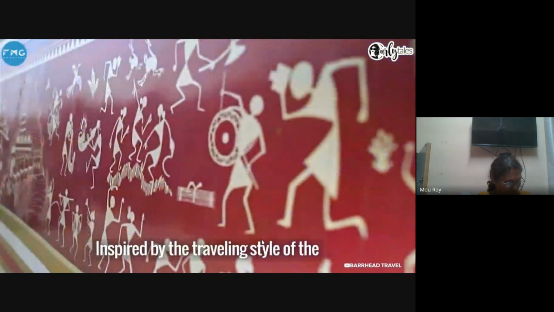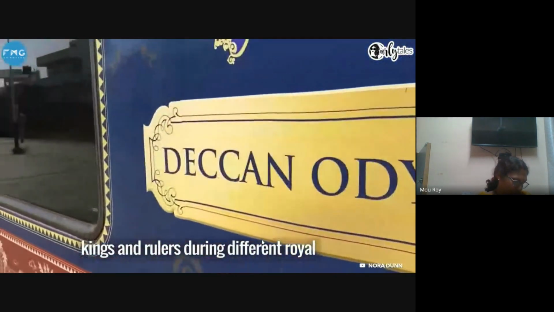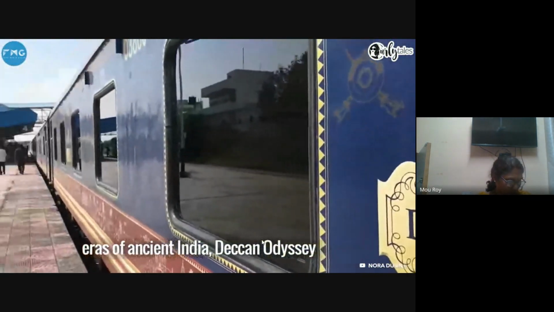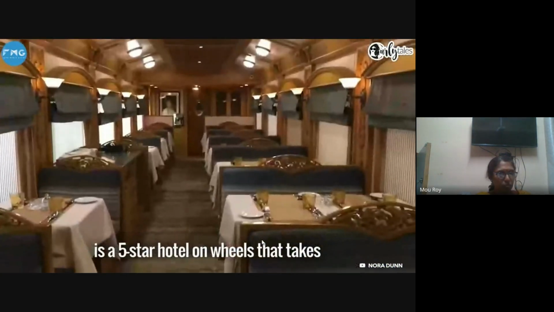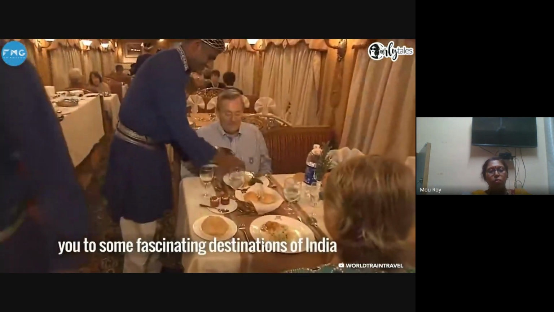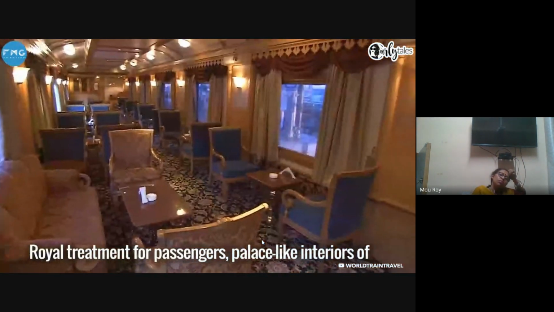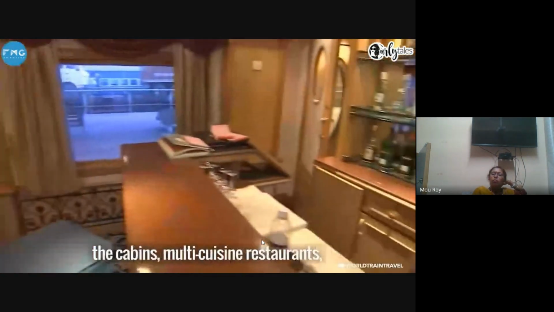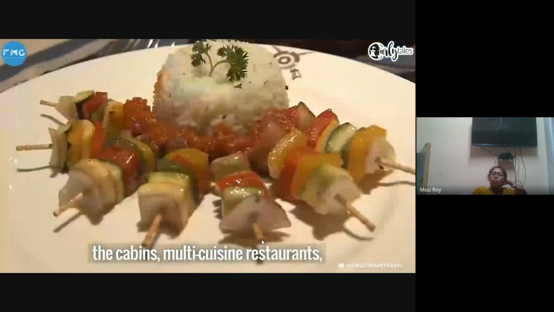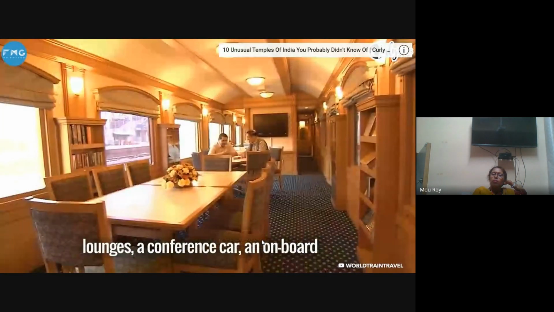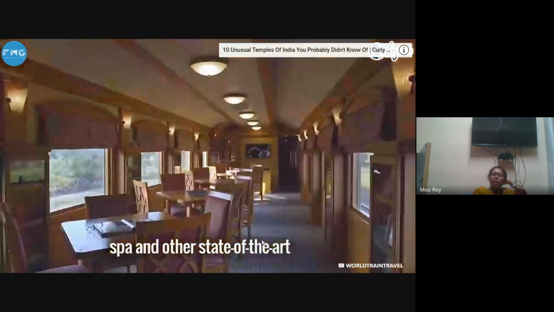Inspired by the traveling style of the kings and rulers during different royal eras of ancient India, Deccan Odyssey is a 5-star hotel on wheels that takes you to some fascinating destinations of India. Royal treatment for passengers, palace-like interiors of the cabins, multi-cuisine restaurants, lounges, a conference car. It is no less than a 5-star hotel.